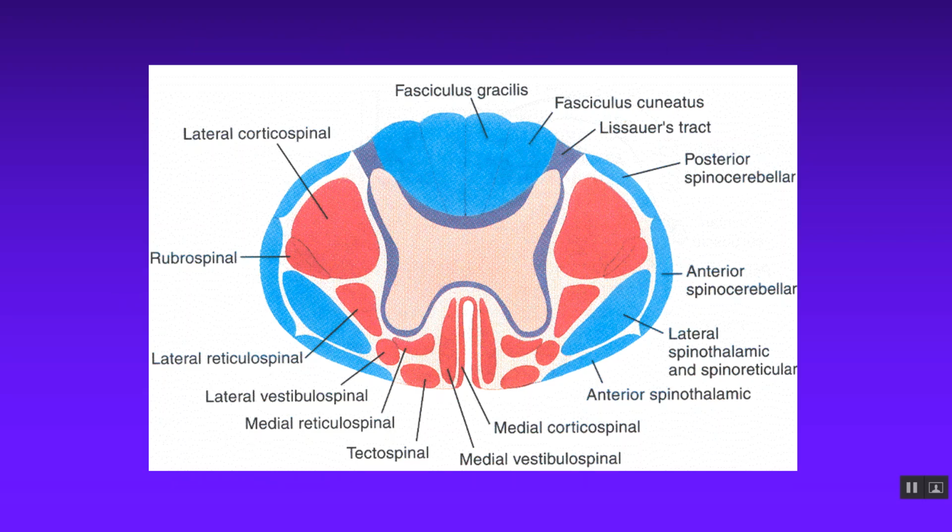So this is just a good thing to show you. Everything in blue is a sensory pathway. Everything in red is a motor pathway. And everything in purple, closest to the gray matter, is those propriospinal pathways that allow communication between segments within the spinal cord.